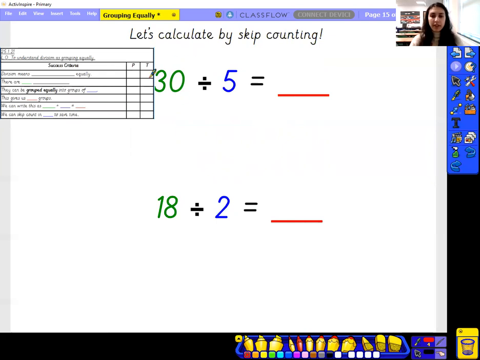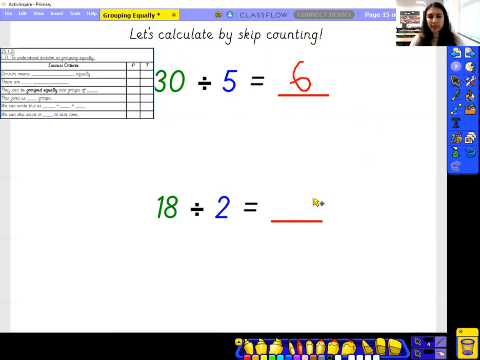So 30 divided into groups of 5. So I know that I've got one group of 5, that would be 5. 2 groups of 5 would be 10. 3 groups of 5 would be 15. 4 groups of 5 would be 20. 5 groups of 5 would be 25. 6 groups of 5 would be 30. That's the number that I'm starting with. That's my whole. So if I had 30 and I put them into groups of 5, I would get 6 groups.